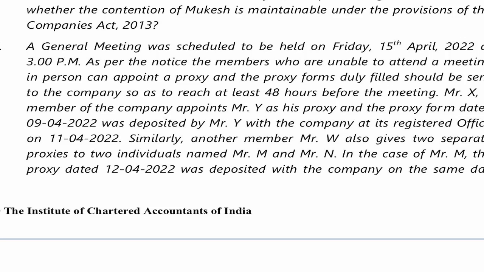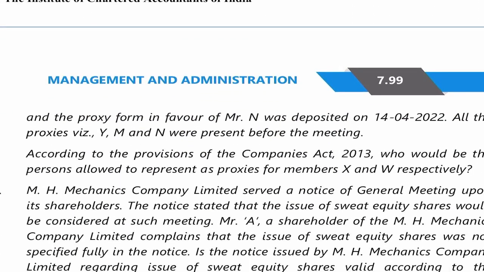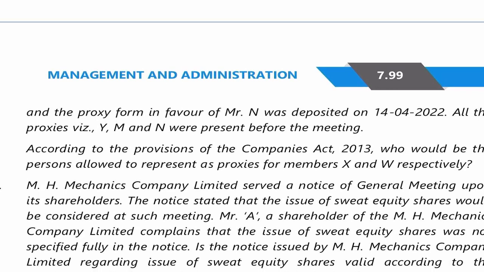M and Mr. N. In the case of Mr. M, the proxy dated 12th April 2022 was deposited with the company on the same day. And the proxy form in favor of Mr. N was deposited on 14th April 2022. All the proxies, Y, M, and N, were present before the meeting. According to the provisions of the Companies Act 2013, who would be the person allowed to be present as proxies of members X and W respectively?